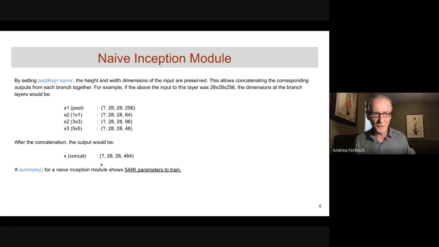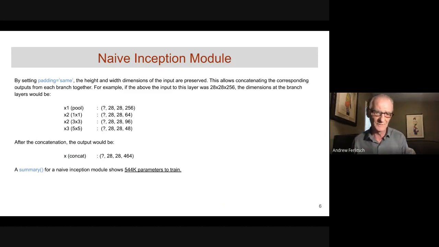You might have noticed that on all of these, we set padding equal to same. We did that because we want to make sure the height and width dimensions of the input are preserved. We're going to concatenate all these feature map outputs together, and for the concatenation operation to work, they need to be the same size.